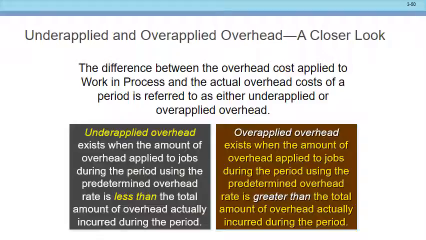Okay, when we left, we were making the point that what? We had actual overhead here of 20,600. Meanwhile, our applied was 17,500. So what do you think? Did we over apply or under apply the overhead here? In this example, we had what? Good. We had under applied it.